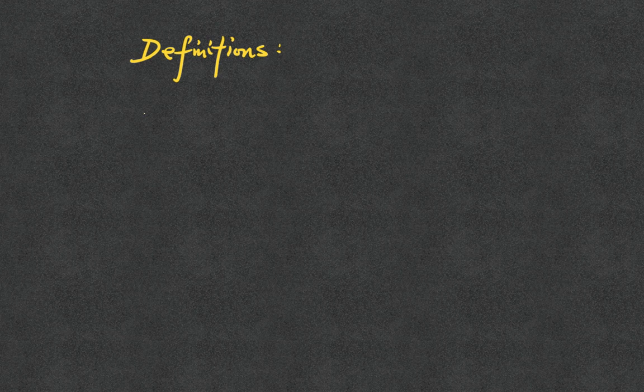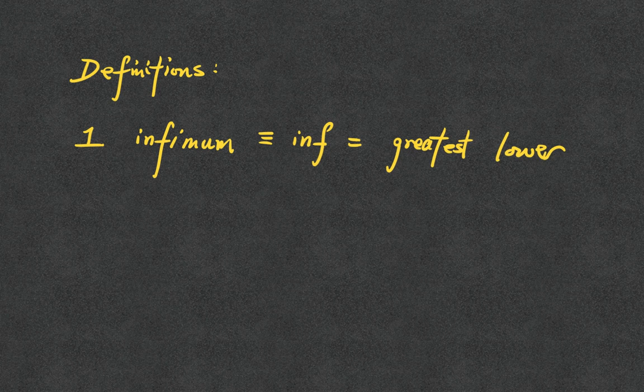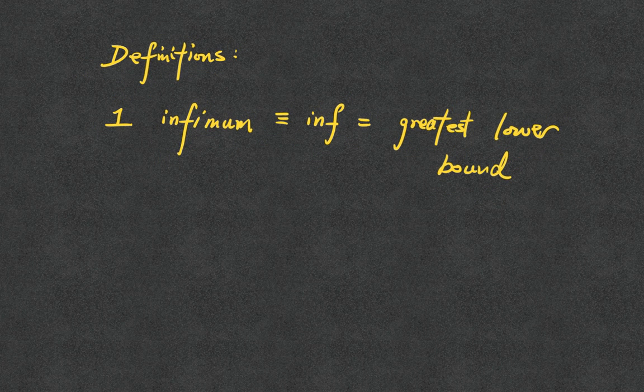The first one is the infimum, which you write as inf. And what it means is the greatest lower bound of a set.